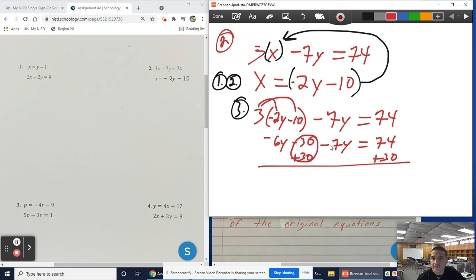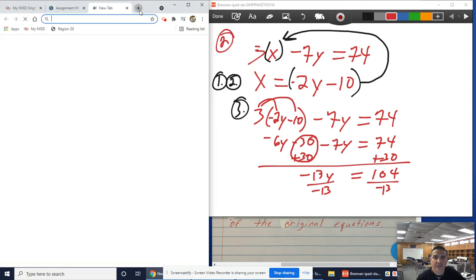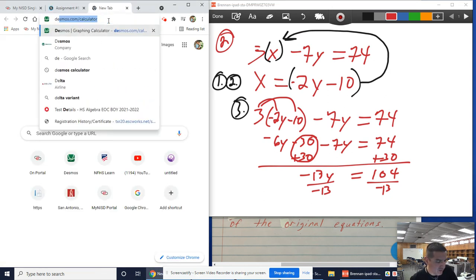Now all I have is y's here. So I have negative 6y and negative 7y. We add those together and get negative 13y, and that equals 104. All right, so now I divide negative 13y, or I mean, divide by negative 13, divide by negative 13. If you need a calculator, again, I'll keep telling you, use the Desmos at home.